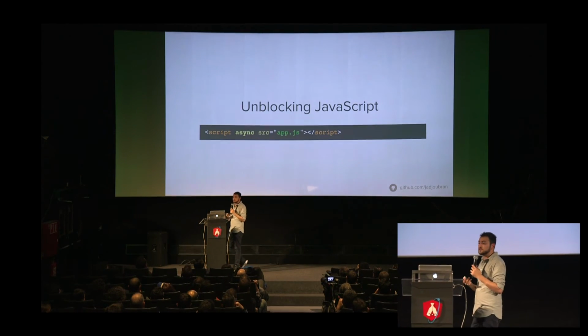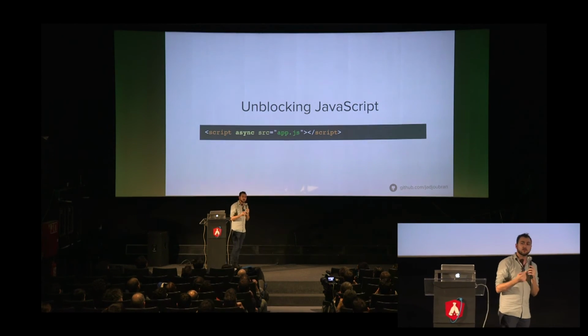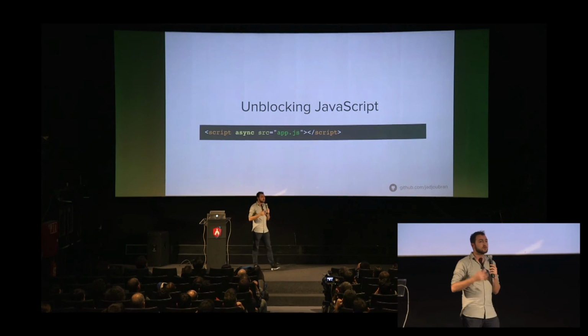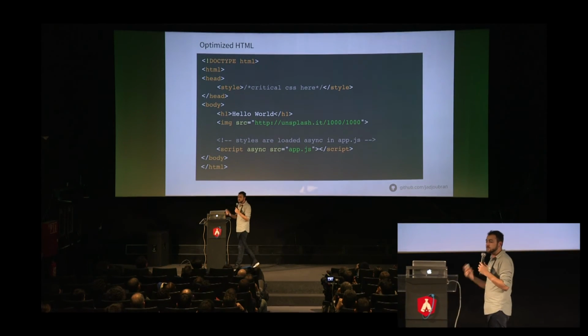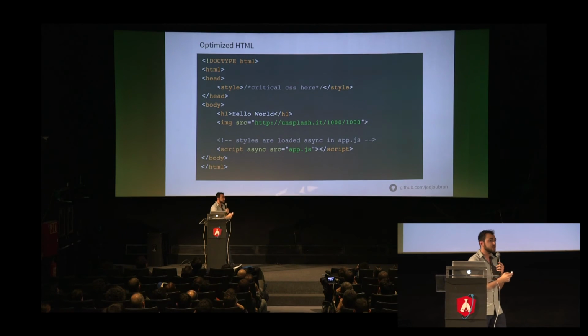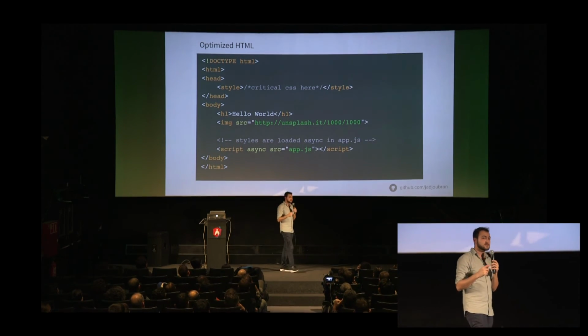And then for JavaScript, it's easy. You just add an async attribute, and when the browser sees this async attribute, it's going to continue rendering while it's loading the scripts. So by doing those two, this is what you're going to get at the end. You've got the inline styles at the beginning, h1, image, and then the script tag with an async. And then inside the scripts, for example, I'm dynamically loading the CSS.